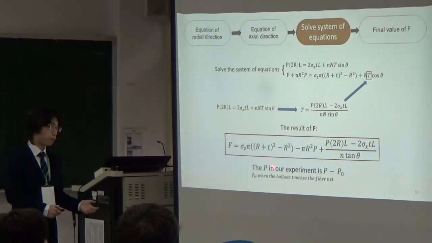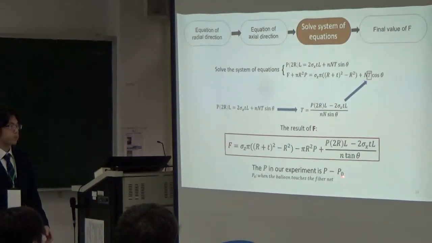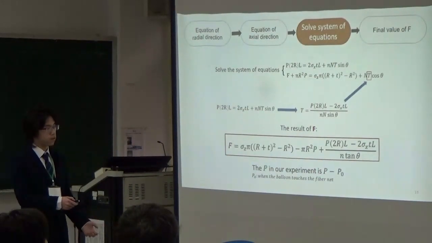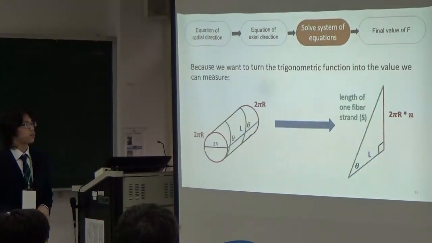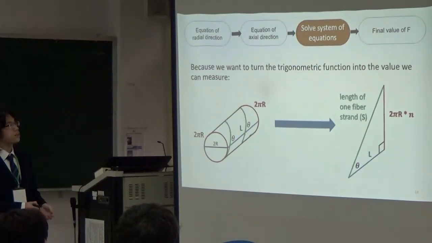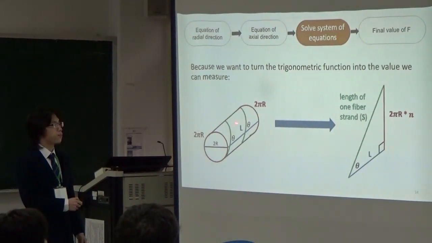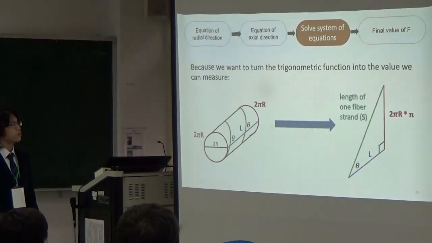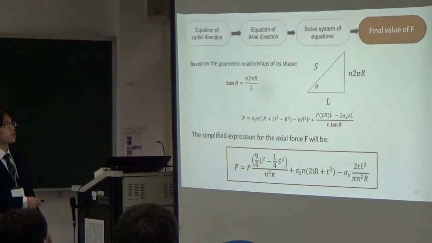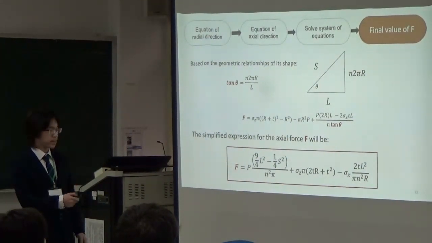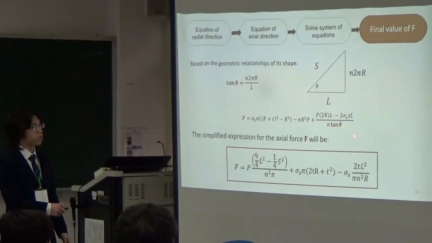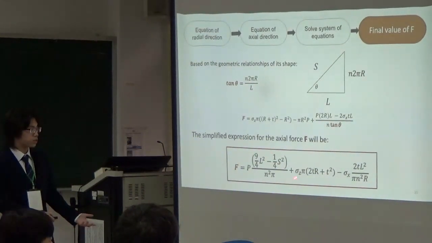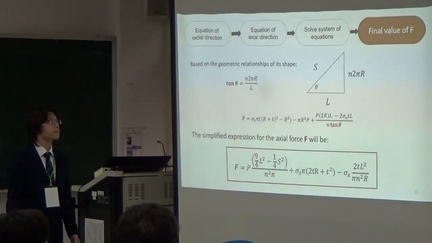And by the way, the pressure P in our experiment is P minus P0, where P0 represents the pressure when the balloon touches the fiber net. And because we want to turn a trigonometric function into a value we can measure, we will turn the cylinder into this triangle over here. And based on the geometric relationship of its shape, we can know the exact value of tangent theta, and we can put it into here. So at last, the simplified expression for the axial force F will become like this.